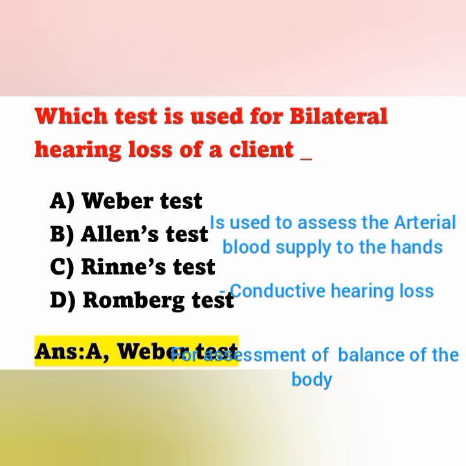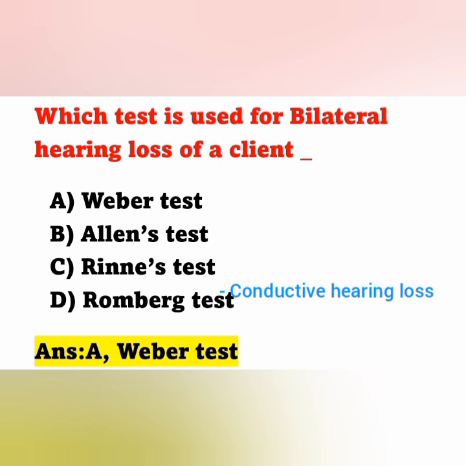And the second option, Allen test, which is used to assess the arterial blood supply to the hands. And Rinne's test, which is used to identify the conductive hearing loss. Here bilateral hearing loss is by Weber's test, and the test which is used to check the conductive hearing loss is Rinne's test. And Romberg test, which is used for the assessment of balance of the body, that is Romberg test.